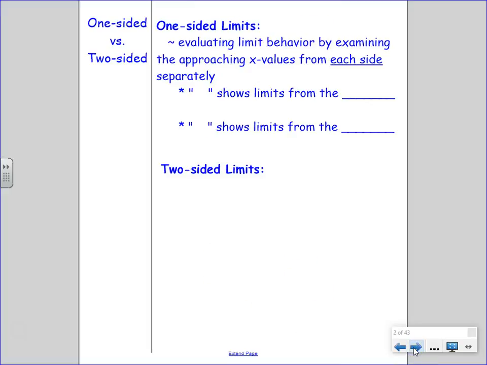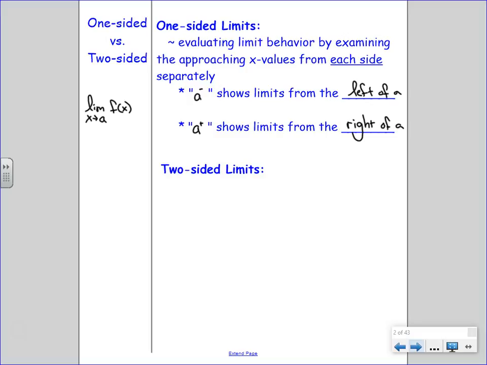All right, real quick: one-sided versus two-sided. You guys know one-sided, yeah? So if I am coming from the left of a, it's going to be a with a little negative, true? And if I'm coming from the right of a, it's going to be a with a little positive. What I'm talking about is coming towards a for a limit.